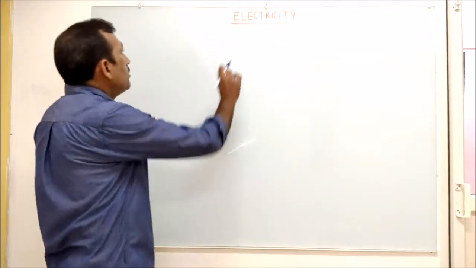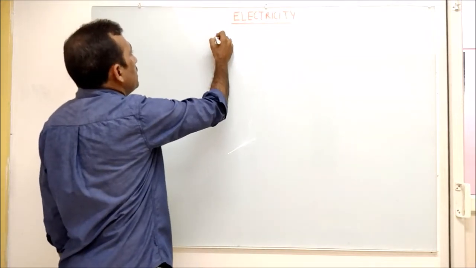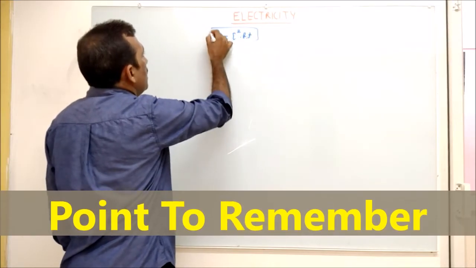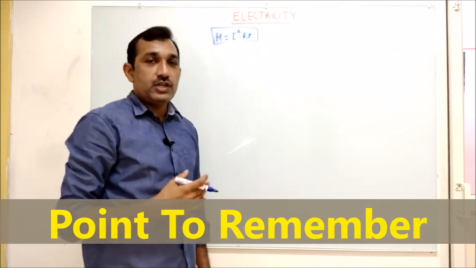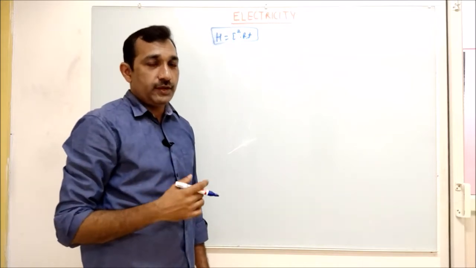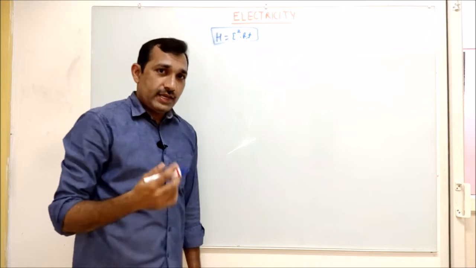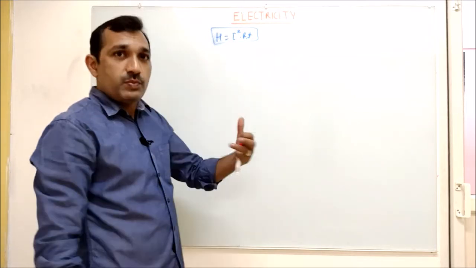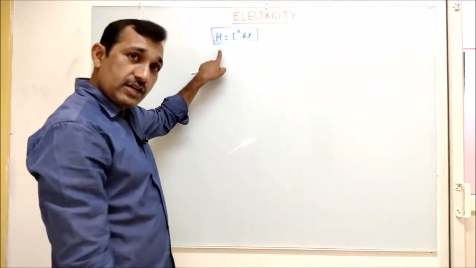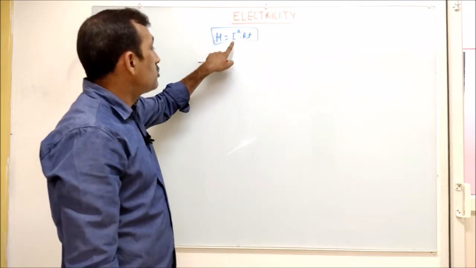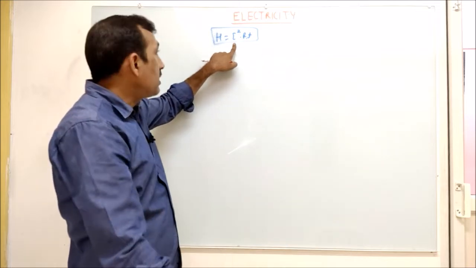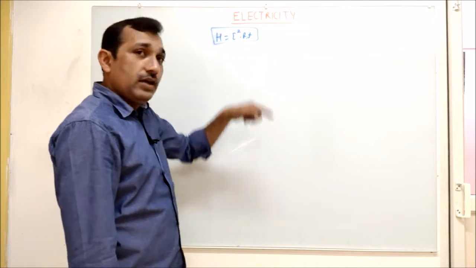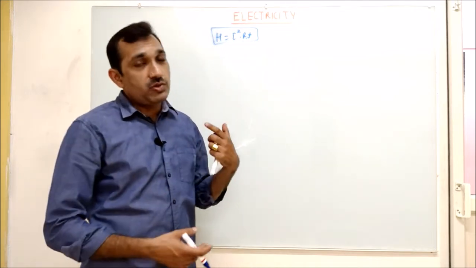So we have derived the formula for heat energy. H equal to I square Rt. This is called Joule's law of heating. What is it called? Joule's law of heating, right? So in case it comes in the exam, what is Joule's law of heating? We can say as per Joule's law of heating, the heat generated in a conductor is directly proportional to the square of the electric current, directly proportional to the resistance of the conductor, and directly proportional to the time.